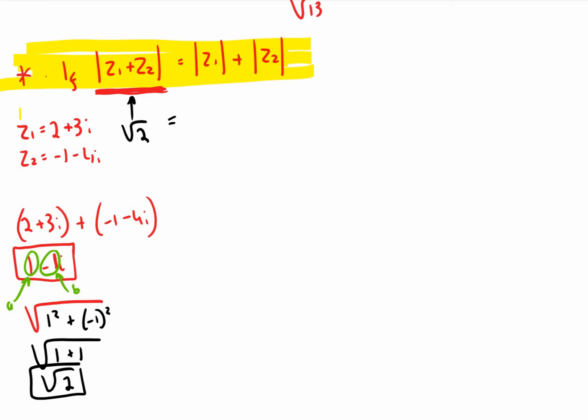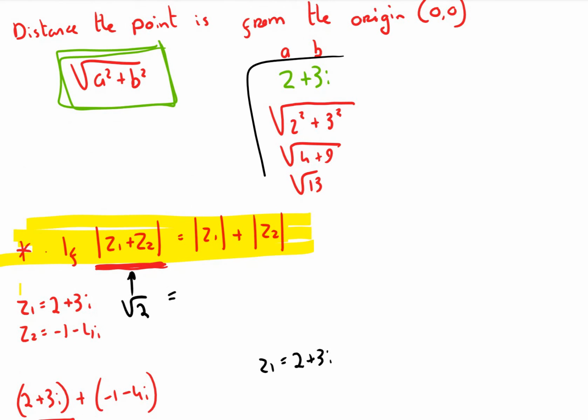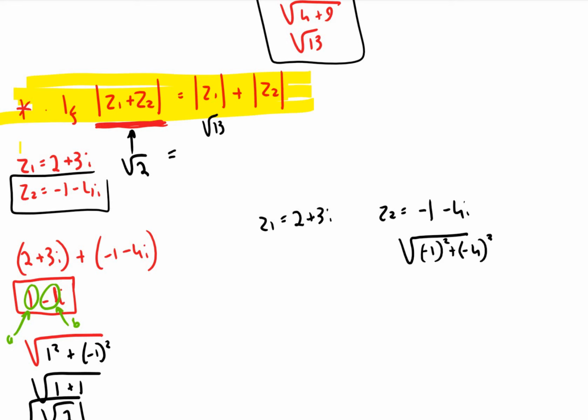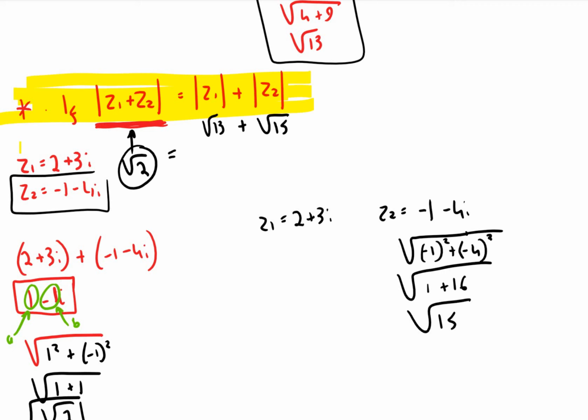Well, let's get the modulus of z1. So here's z1 equals 2 plus 3i. And we found it already actually, up here. So that's square root of 13. And then the modulus of z2. z2 equals minus 1 minus 4i. That's minus 1 plus minus 4, both to be squared. So that's the square root of 1 plus 16, which is square root of 17. And we could definitely say here that the square root of 2 is not equal to the square root of 13 plus the square root of 17. Okay, so definitely not.